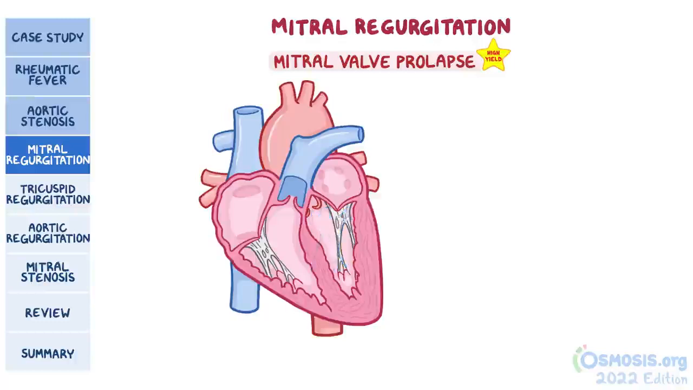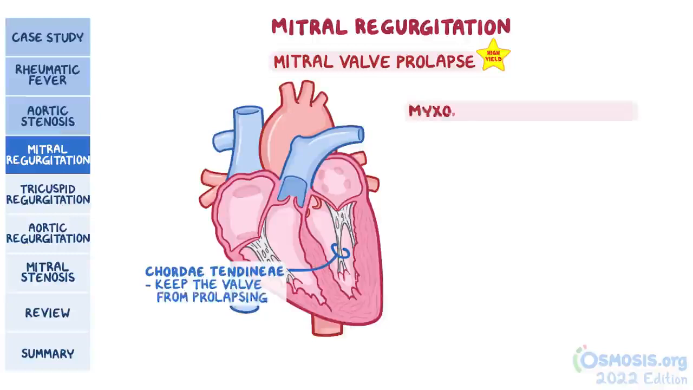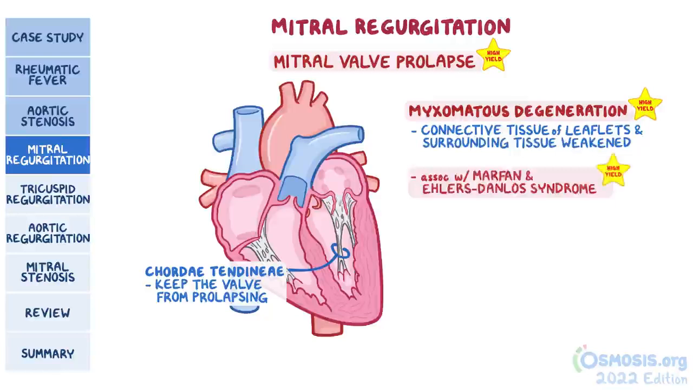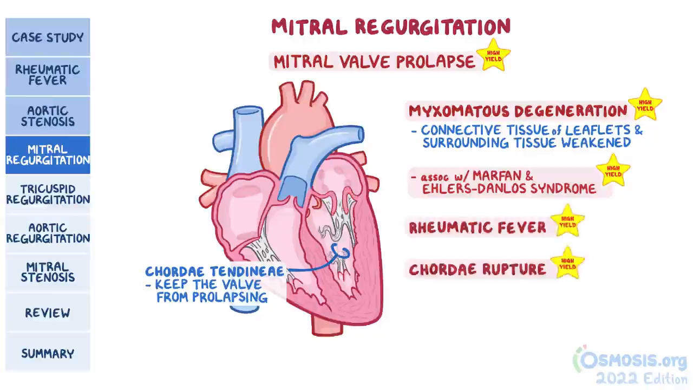Normally, the papillary muscles and connective tissue, called chordae tendineae, keep the valve from prolapsing or falling back into the atrium. However, sometimes there's myxomatous degeneration, where connective tissue of the leaflets and surrounding tissue are weakened. Why this happens isn't well understood, but it's sometimes associated with connective tissue disorders like Marfan syndrome and Ehlers-Danlos syndrome. Mitral valve prolapse can also be caused by rheumatic fever or by chordae rupture during trauma.